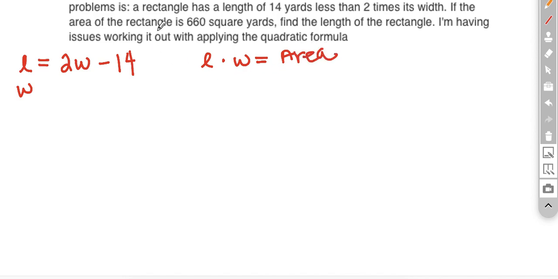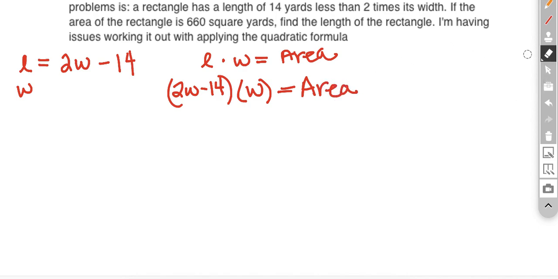Okay, so here we know the length is 2W minus 14. Notice we have both of these unknowns in terms of W so that we'll be able to solve it. If we had W and an L, we wouldn't be able to solve it for a specific number. Oops, I meant to write, the area is 660.